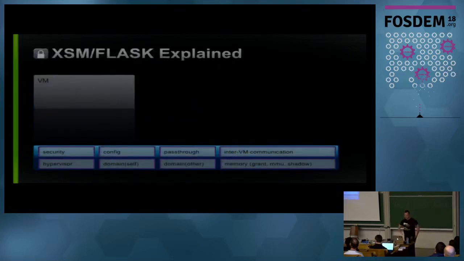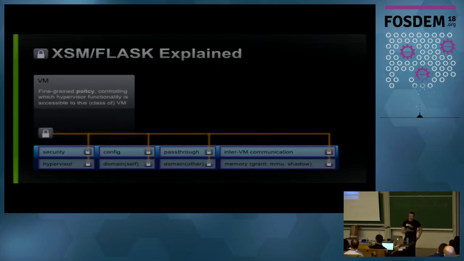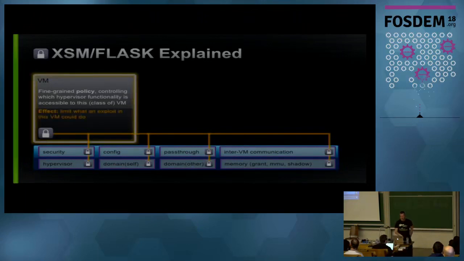Then there's this thing called XSM or Flask, which is like Xen's variant of SELinux. So here you have your VM. You write the policy, which controls what you can do with various interfaces. You would typically define some classes of VMs and then assign those classes to specific workloads in VMs when they come up. That gives extra protection because you can only do certain operations from within this VM. Everything else gets blocked.